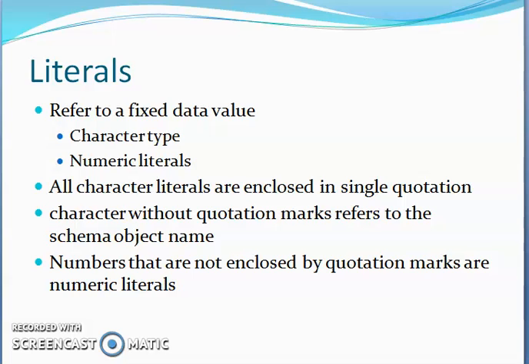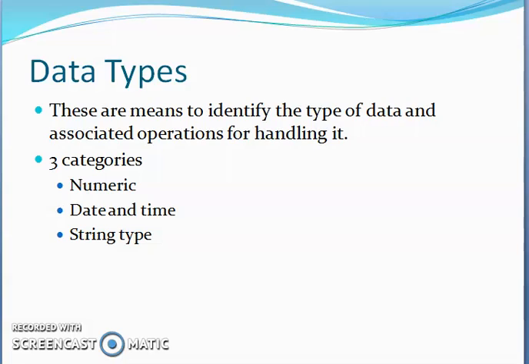Next one is data types. Data types are means to identify the type of data and associated operations for handling it. A value's data type associates a fixed set of properties with the value. These properties cause different treatment of data types.